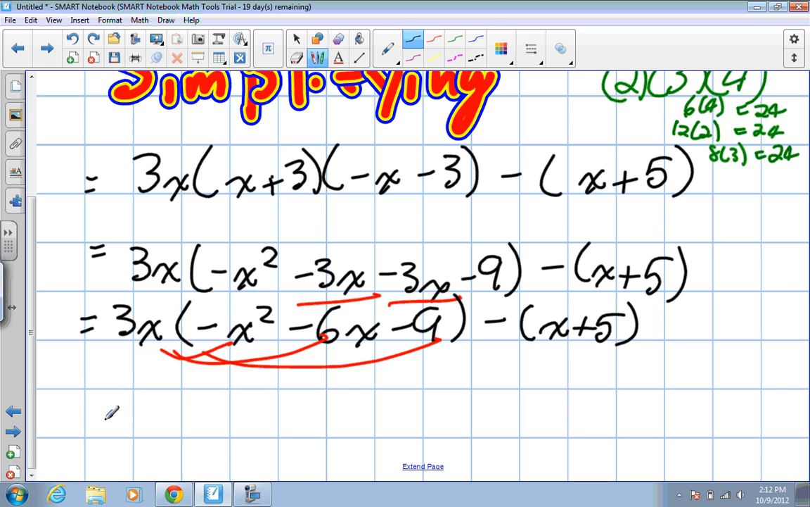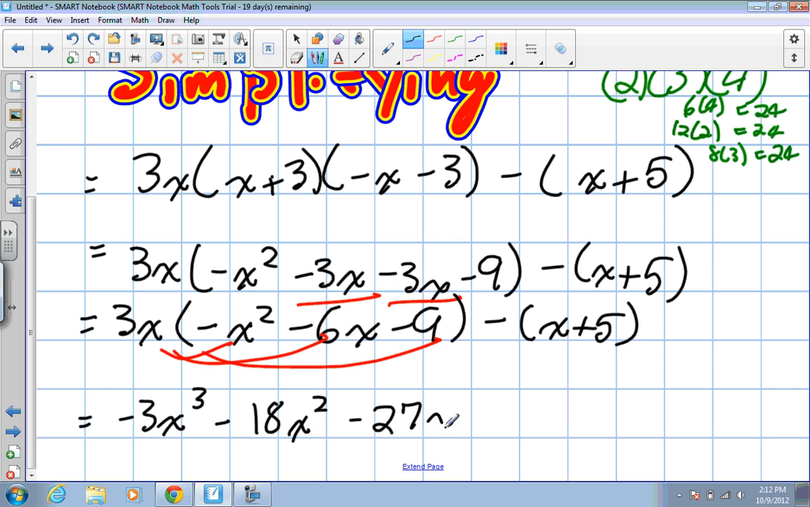We're left with 3x times negative x squared. Anyone know? Yes, negative 3x cubed. 3x times negative 6x is negative 18x squared. And 3x multiplied by negative 9 is negative 27x.